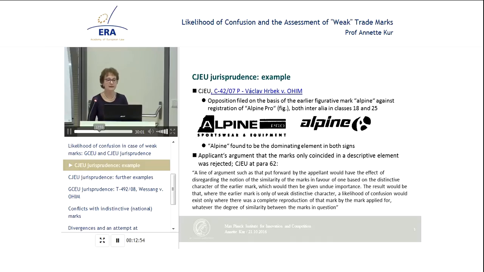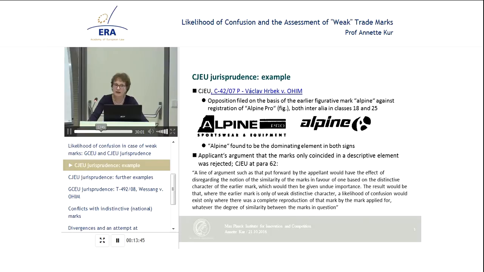And then, as an additional argument, they said, okay, we really have to come to this conclusion, because if we would come to a different conclusion, namely that the very weak character of the word takes away, or is sufficient to find that there is no likelihood of confusion, then we would be in a very difficult situation in case the other elements of a compound mark are also extremely weak, so that they don't give any additional elements for distinguishing the mark, because then the earlier mark would only be protected against a one-to-one reproduction, and that is something that we can't accept.